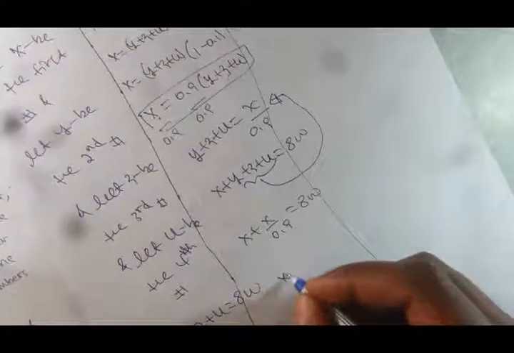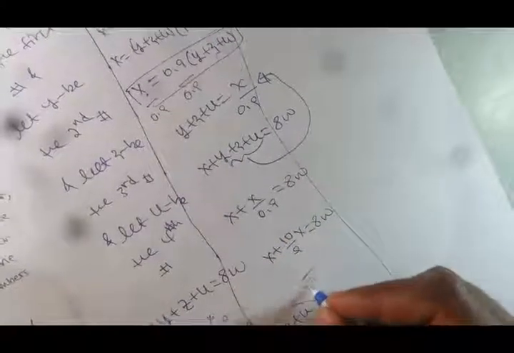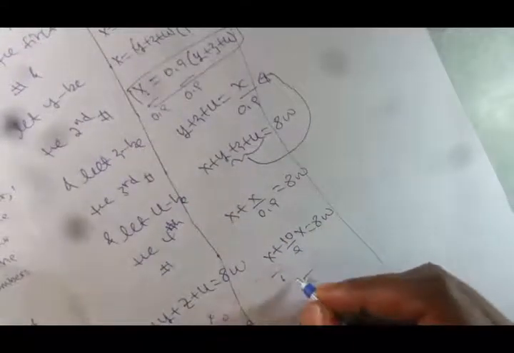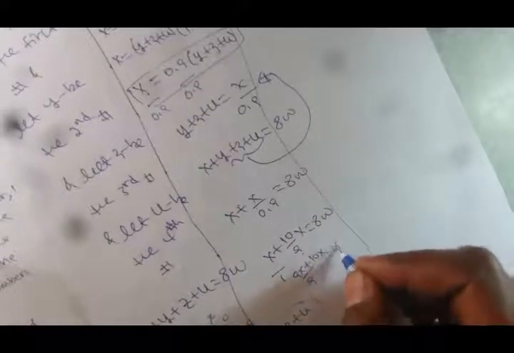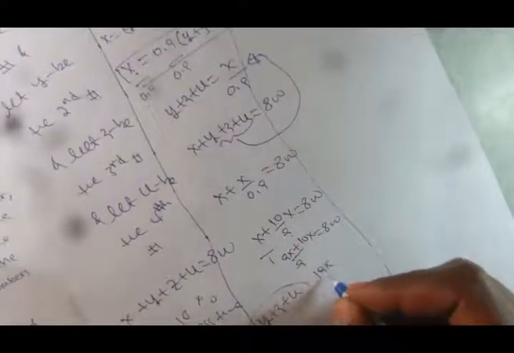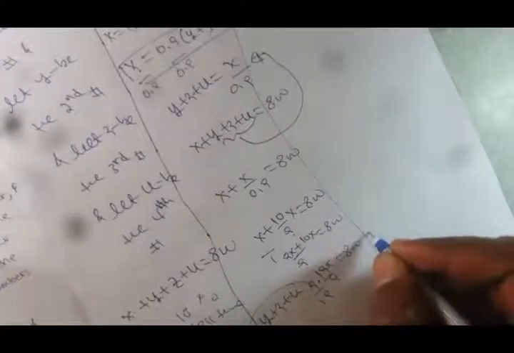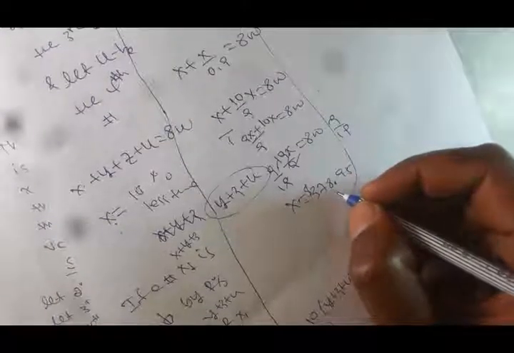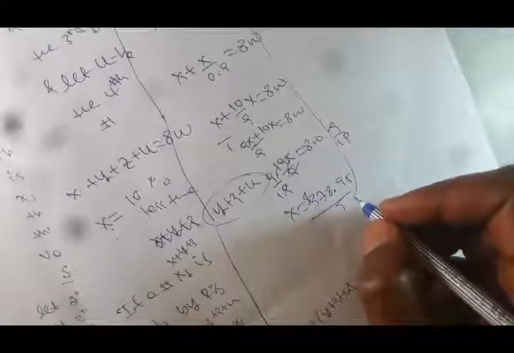This is equal to x plus 10 over 9 x is equal to 800. When we take 9 as a common denominator, 9x plus 10x is equal to 800, so 19x over 9 is equal to 800. We multiply by the reciprocal, 9 over 19, and the value of x will be $378.95.